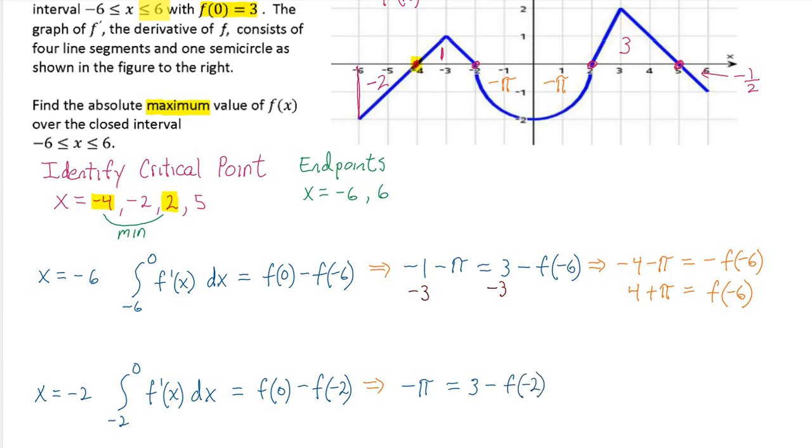So this time I'm going to do something a little bit different. I'm going to add pi to both sides, and I'm going to add f of -2 to both sides. I'm going to add pi, so I'm going to bring the pi over with the 3. That's going to be 3 plus pi. And then I'm going to add f of -2 to both sides, which brings the f of -2 over to the left. And that's going to equal 3 plus pi. Okay, so that's the value of f of -2.